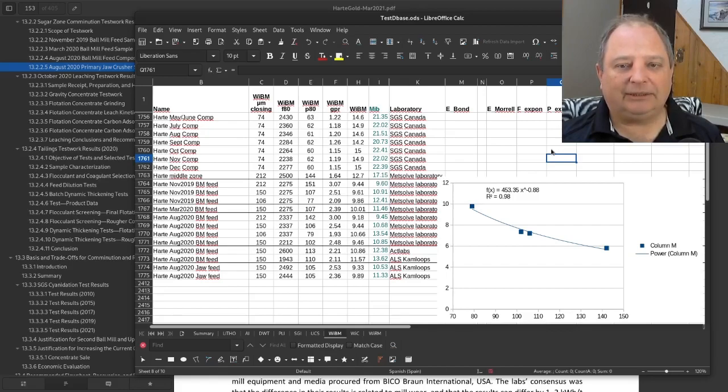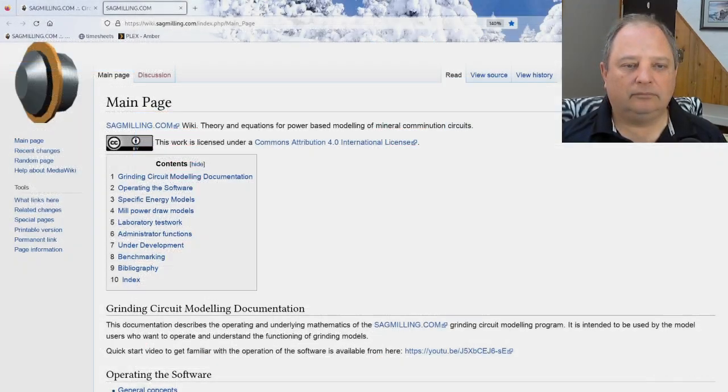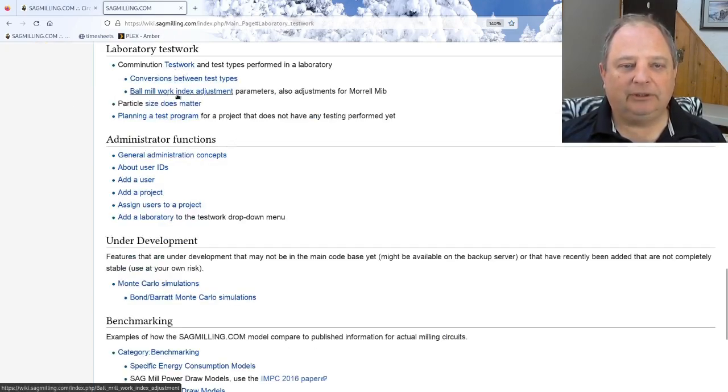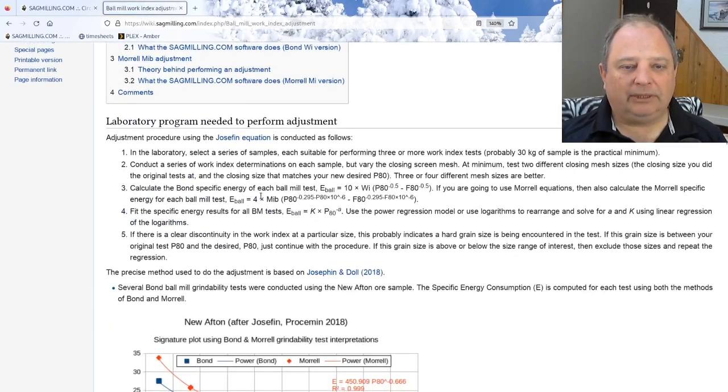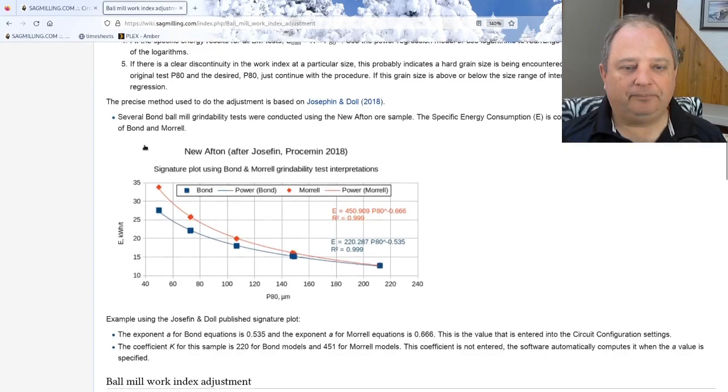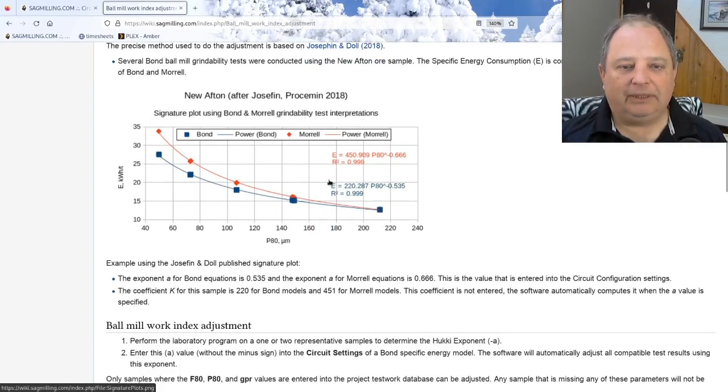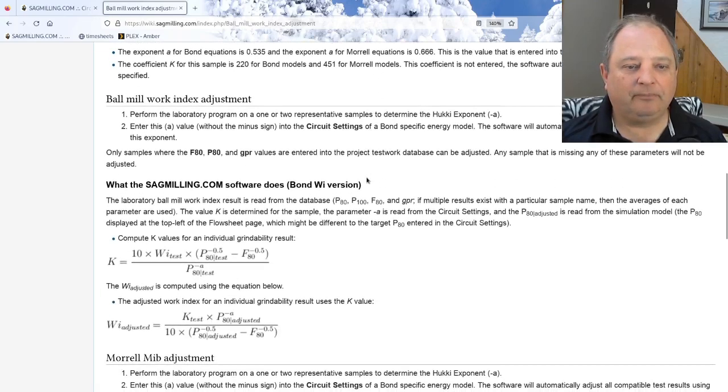We can move on to the next stage in the recalibration of this old data up here. Now, the process that I'm going to use is also described on the SAG milling wiki page. So I'm going to go down to the laboratory test work section, and there's a whole description here about how you do the ball mill work index adjustment. So again, you're generating a signature plot. In this case, I've got one for the Bond equation, a different one for the Morrell equation.